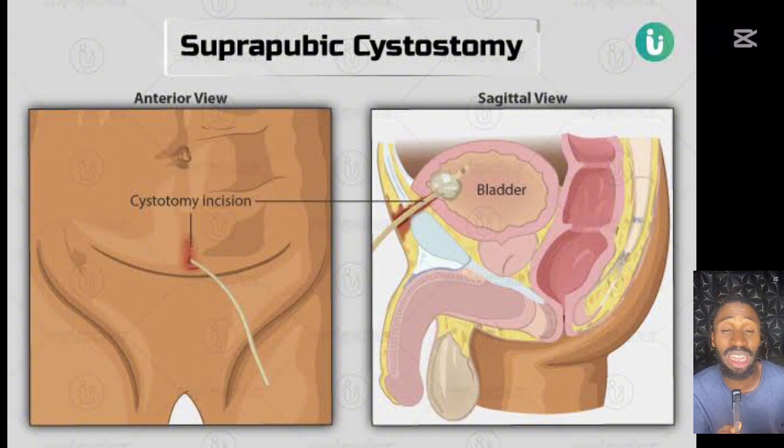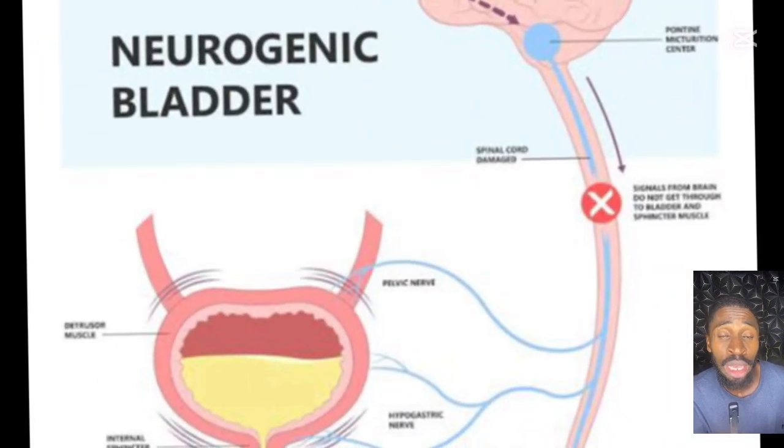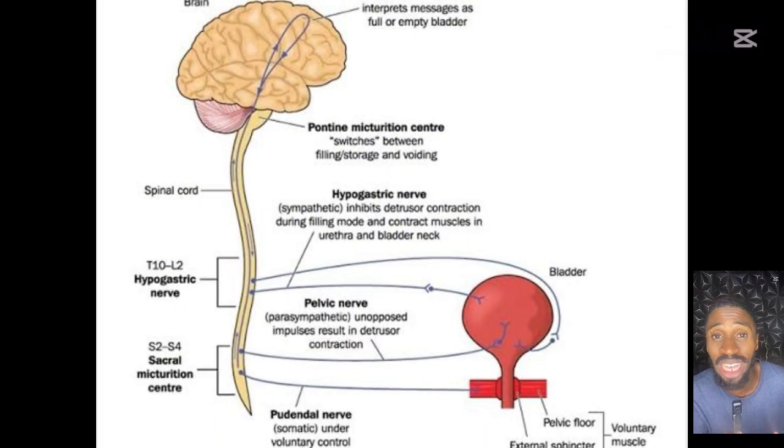Next part, another clinical applied anatomy of the bladder is what we call the neurogenic bladder. So when you damage the neuronal connection of the brain to the bladder, what happens? Or you damage the spinal micturition center, which is S2 to S4, what happens? Anything, you have what we call neurogenic bladder.